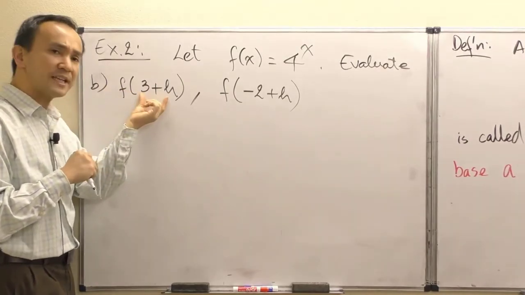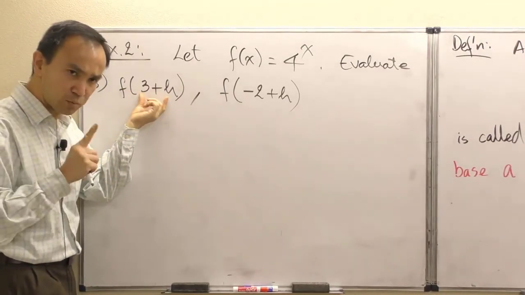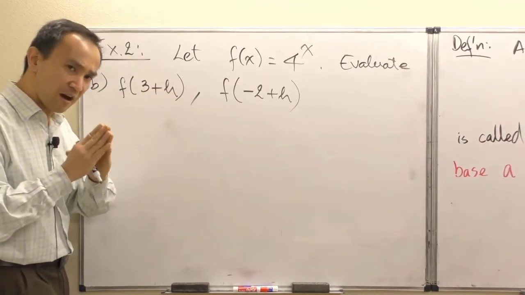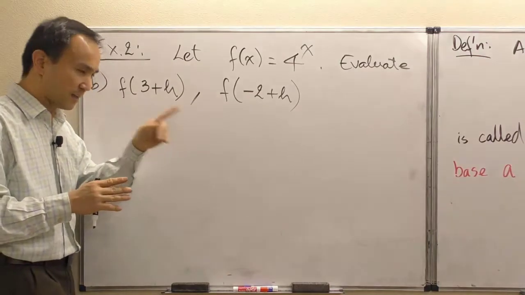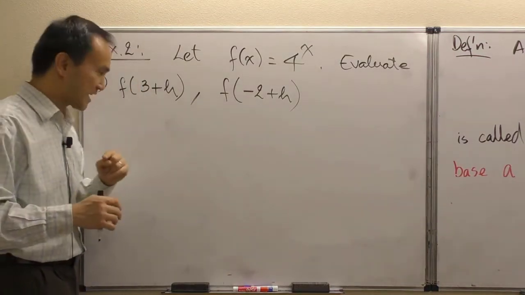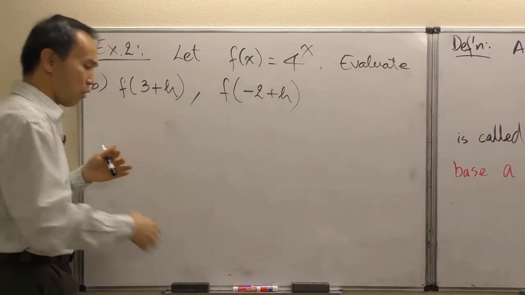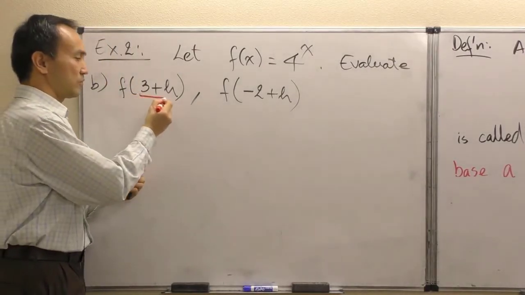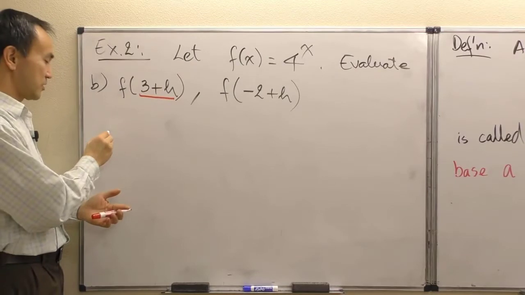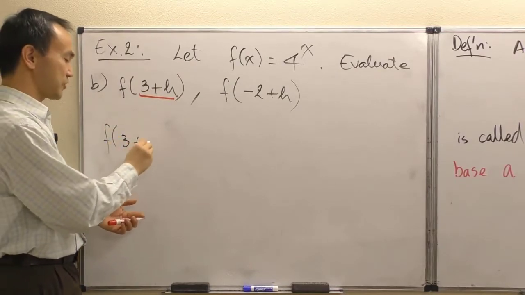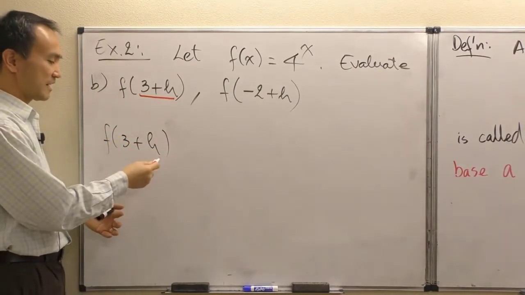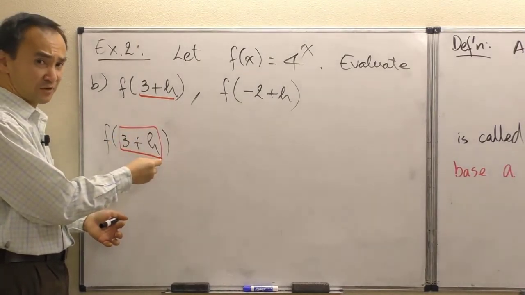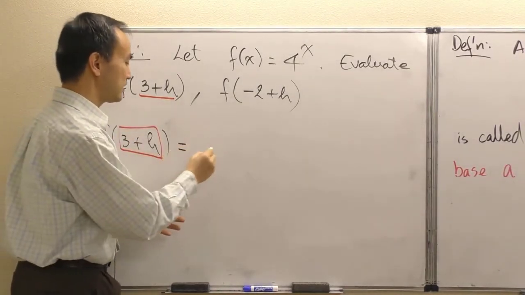It's a 3 plus h. The input here is an expression instead of a numerical value. But I already emphasized this in part A, and we're doing that exact same thing again. I am going to underline this whole thing right here. Okay, so f of 3 plus h, after underlining that, I just want to point out that we're going to take the whole thing that I emphasized right here. We're going to substitute that into our function.